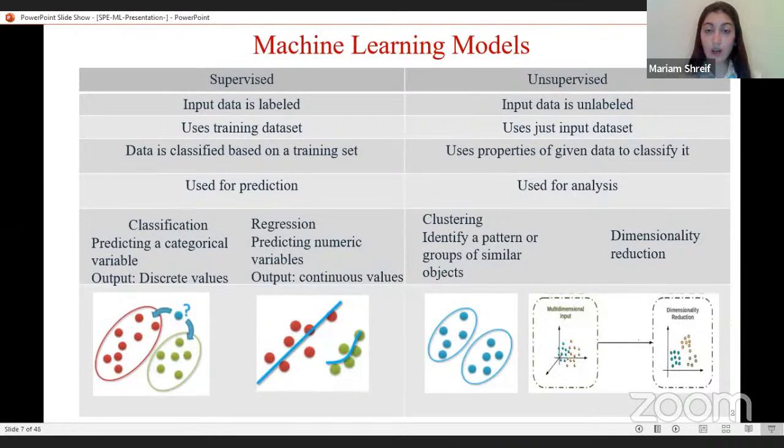And for clustering, we try to identify a pattern or groups of similar objects. And for dimensionality reduction, as we can see, we are reducing the dimensionality of a multidimensional input. And although it's considered an unsupervised learning technique, we can use it sometimes as a pre-processing step when we deal with supervised machine learning algorithms.